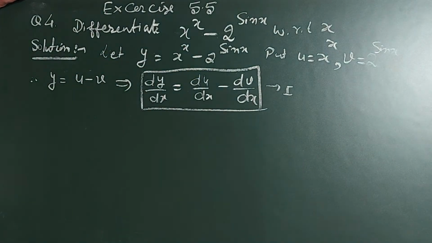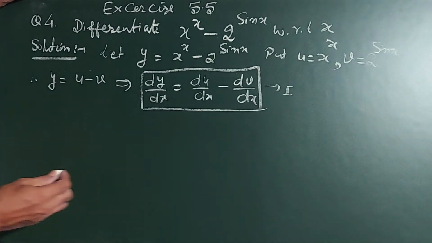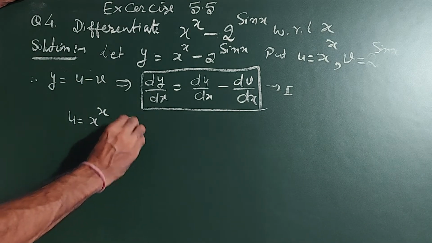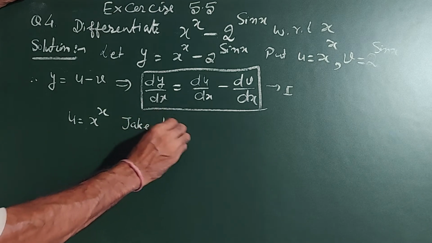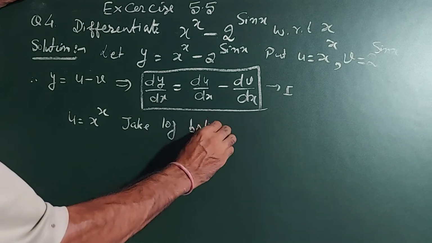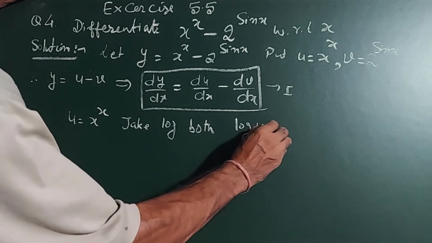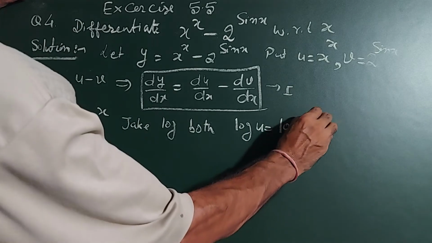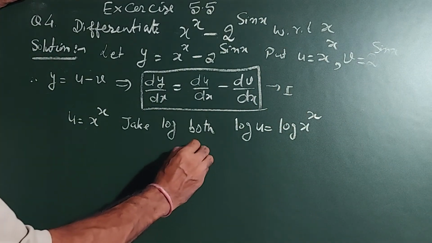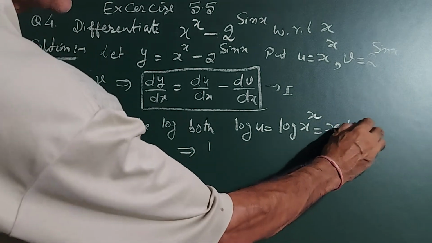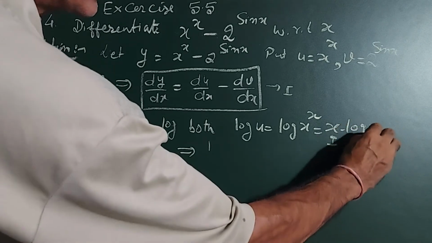Because there are two functions, we cannot apply directly here the logarithmic method. So we have to substitute the two functions separately. u is equal to x raised to power x. So take log both sides. We will take logarithm both sides. Log u is equal to log x raised to the power x, which is equal to x into log x. So this is first function, this is second.